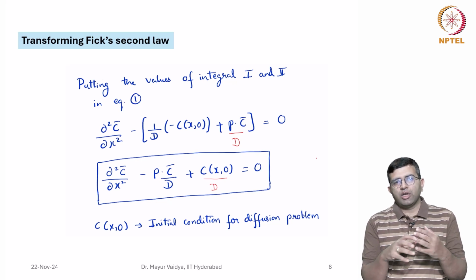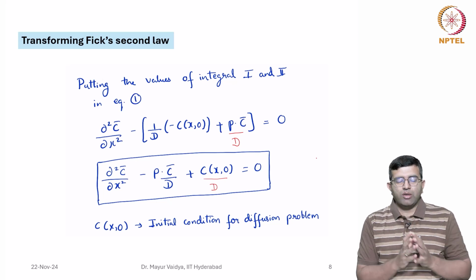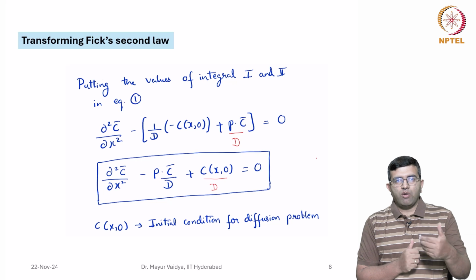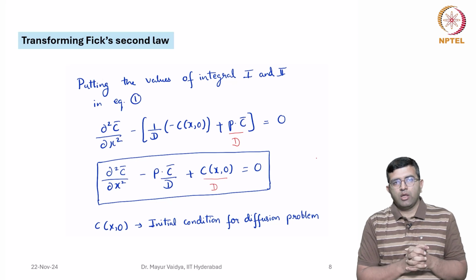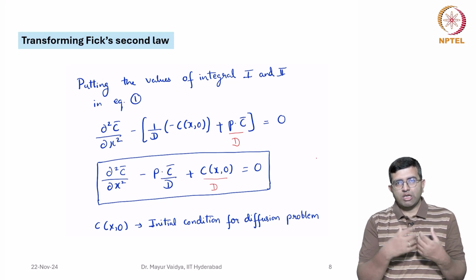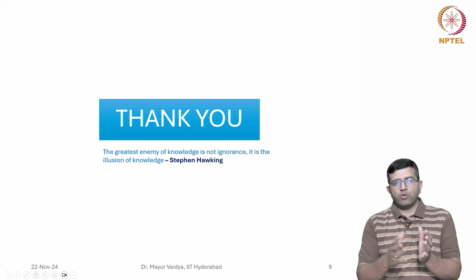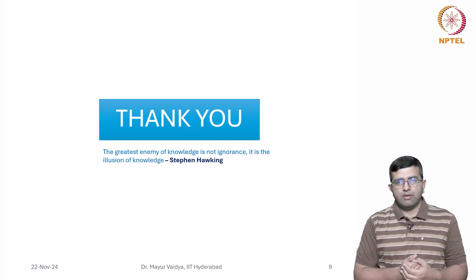Now, when you have written it in terms of c bar, you may ask what good it has done. You will appreciate it even more in the next lectures when we actually solve the diffusion equation. But for now I can just tell you that if you observe, the entire equation is now in terms of only one variable, which is x. So now we are utilizing the Laplace transform to transform the partial differential equation to an ordinary differential equation. And here c of x comma 0 is the initial condition for the diffusion problem. In the next lectures we will see how we apply this transformed Fick's second law to various diffusion related problems.